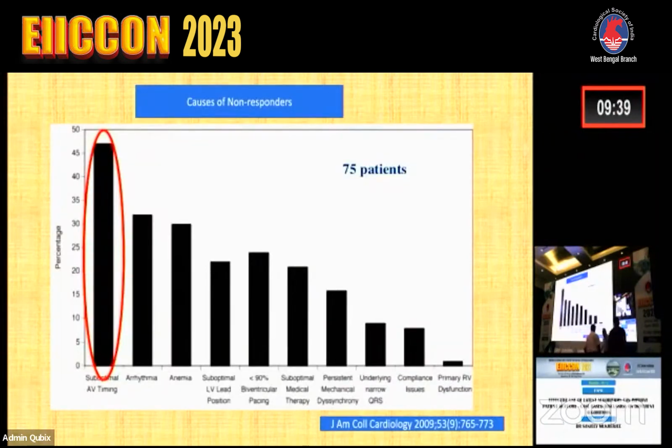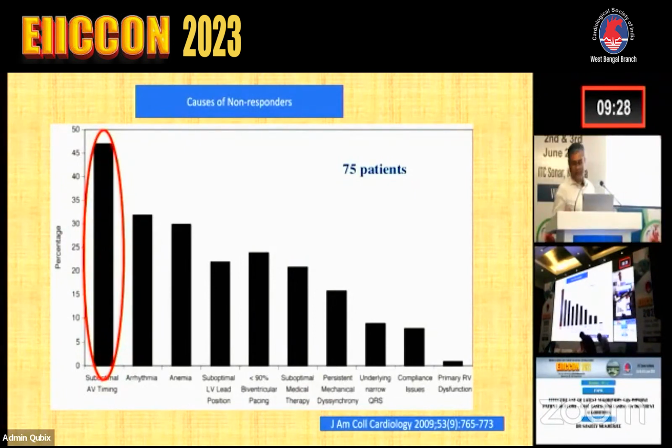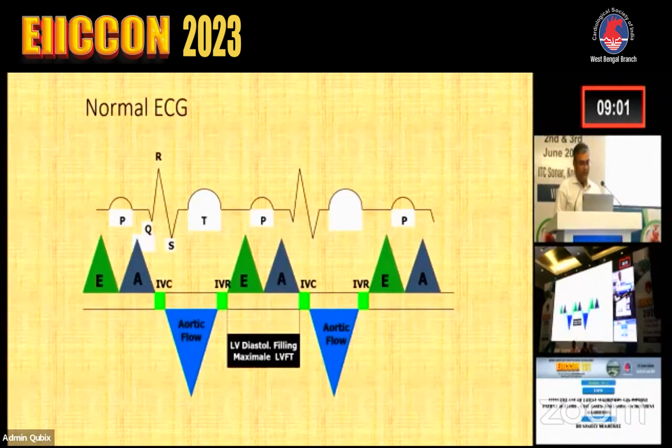This is a very standard and landmark paper from Jack, which clearly showed that the major reason we have non-responder status is mainly optimization issues. Suboptimal AV timing is the main reason we get non-responders in CRT, which comes to about 25 to 30%. This is followed by other etiologies like arrhythmia, anemia, right ventricular dysfunction, and lead not in place. But primarily, the problem is suboptimal AV timing, and that is something we need to concentrate on when we put in a device.